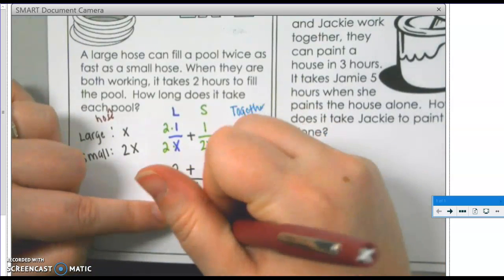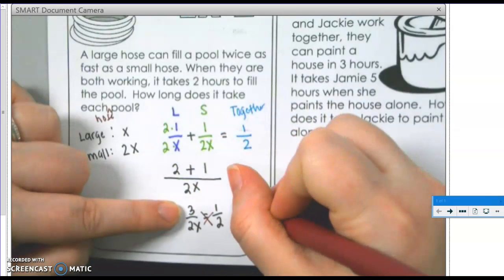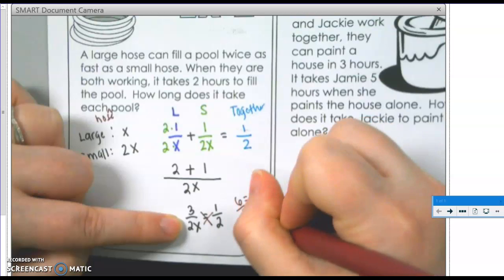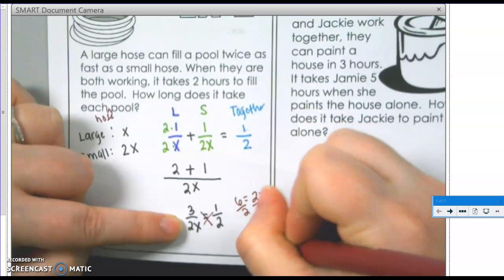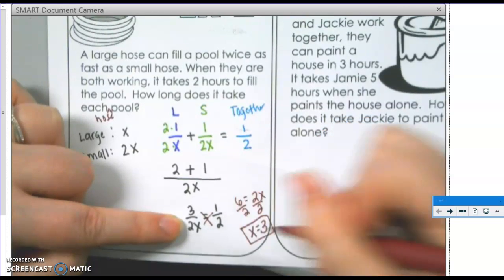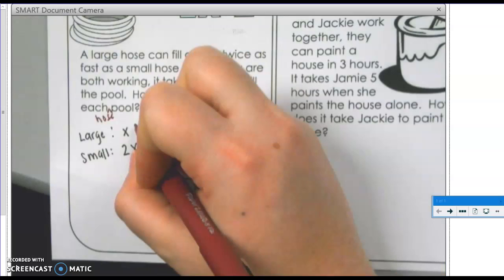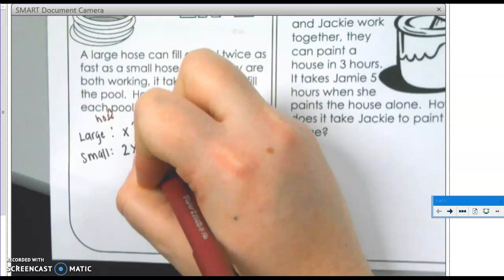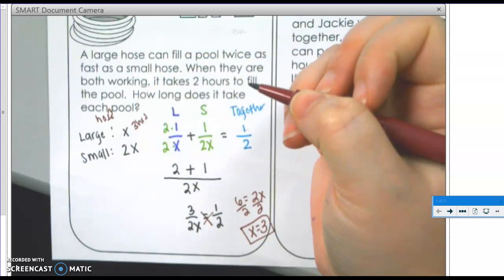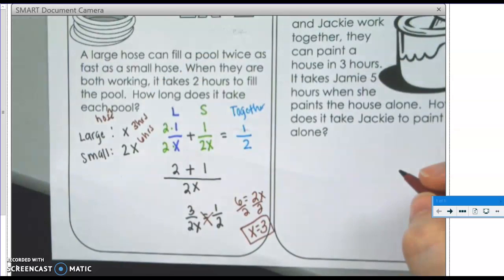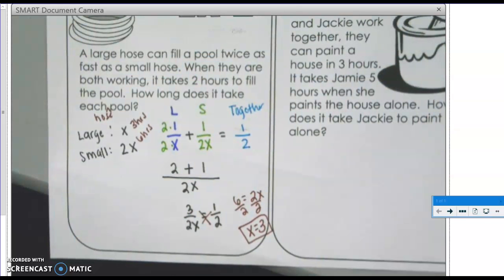All right, and from there, cross multiply. So 3 times 2 is 6. That's 2X, divide by 2. So X is equal to 3. So it makes sense that my large hose will take 3 hours and my small hose will need to take double that amount of time, so 6 hours.